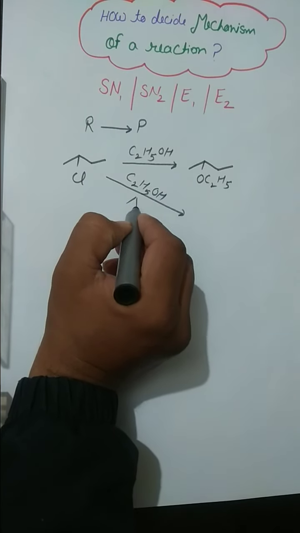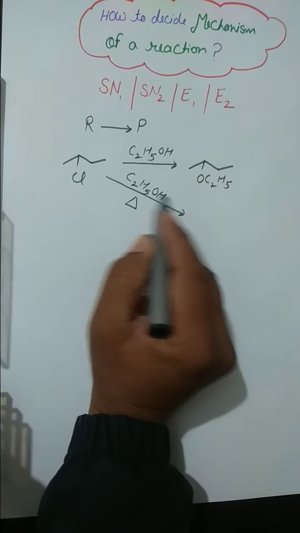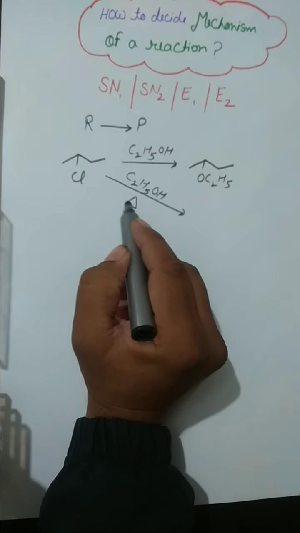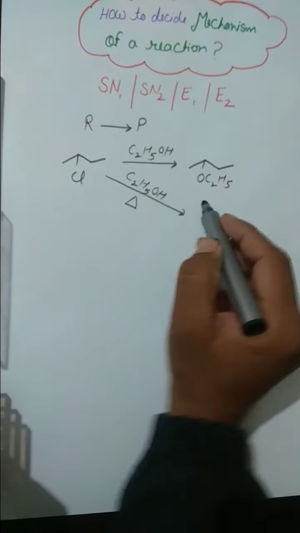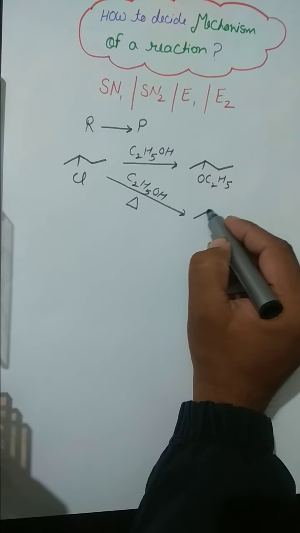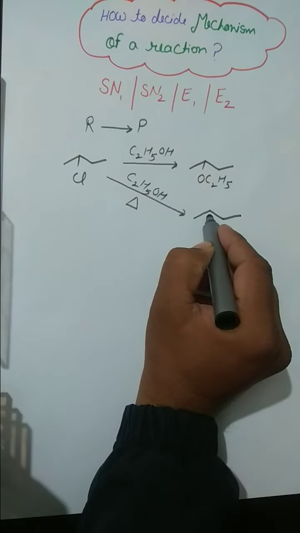if we react with C2H5OH and we heat our system, we heat our substrate, then what is the effect of this heating? Our product would be changed. Means our major product would be like that.